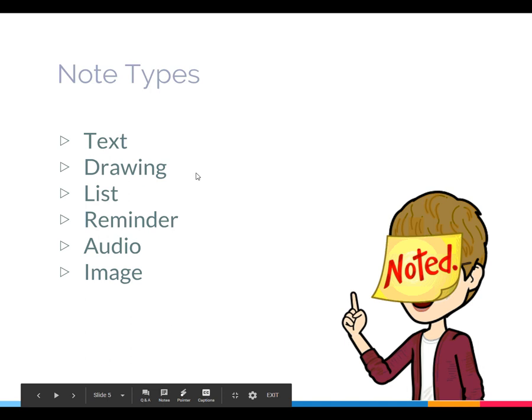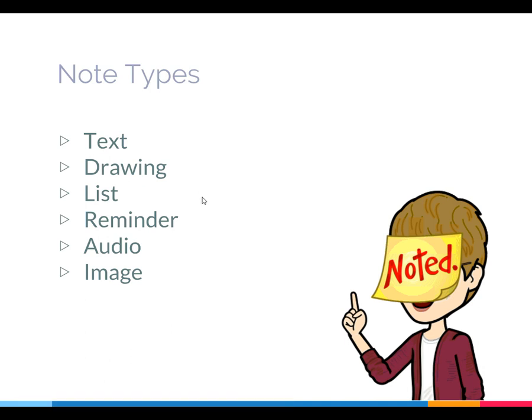You can do a drawing. You can do a list, which is great for that list of to-dos that you may want to get accomplished, or for students on things that they need to accomplish. You can set reminder notes. Reminder notes can be done by place as well as by date and time.